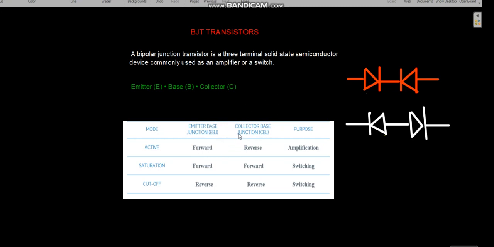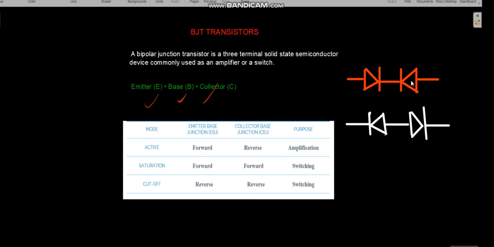Transistors have three main parts, which are the base, the emitter, and then the collector. Those are the three main parts of a transistor. And a transistor is formed by joining two diodes back to back. That's what I have here.